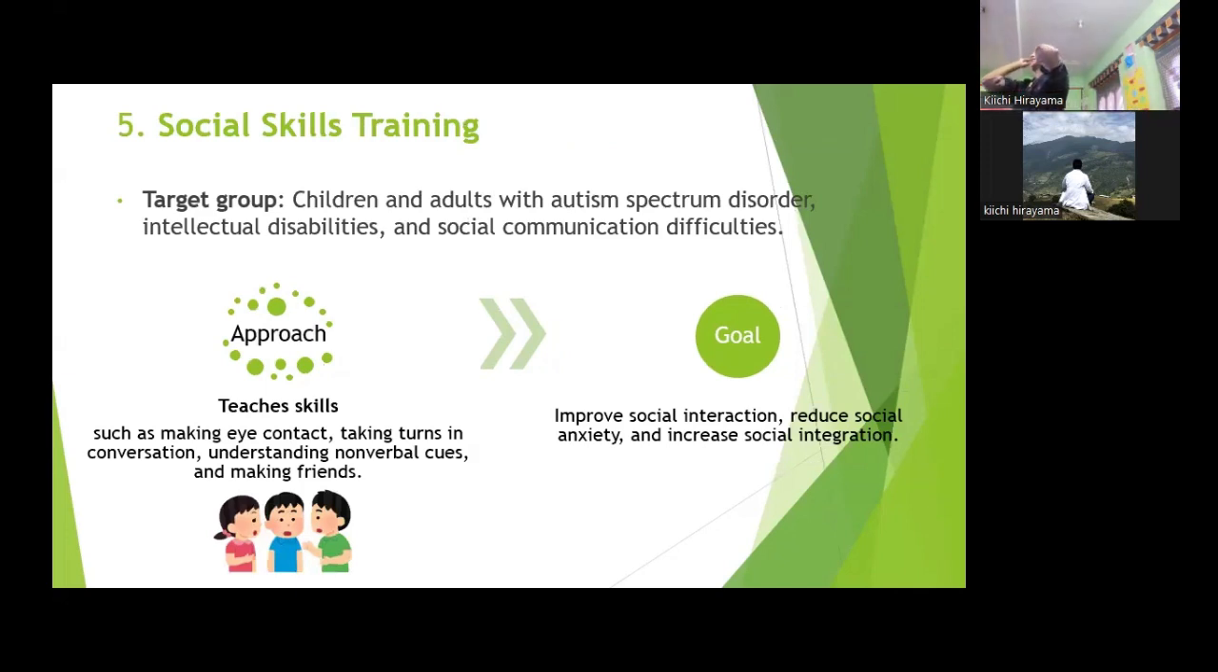Social skills training is for children and adults with autism spectrum disorder, intellectual disability, and social communication difficulty. And this social skills training is mostly done by the ECCD facilitators. I think this is just teaching social skills like talking, eye contact, understanding verbal cues.